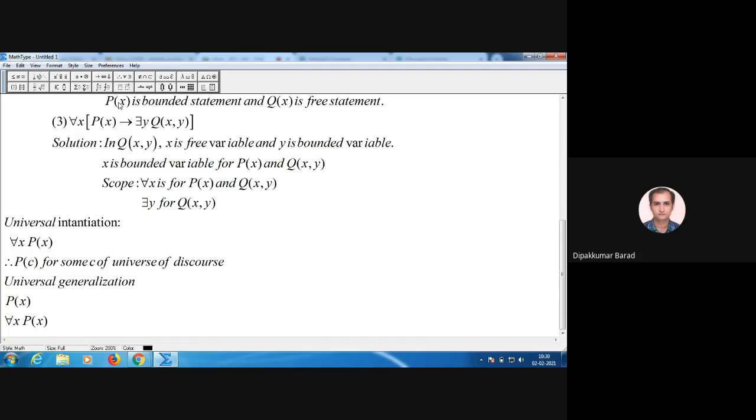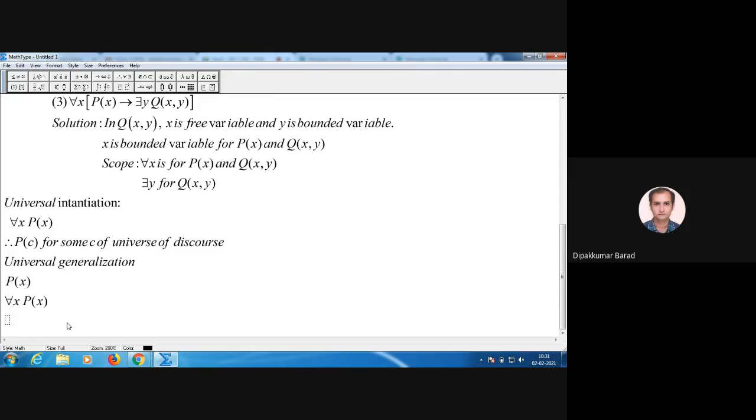okay, so x is not a free variable in any given premises, so which is universal generalization. Okay, which is true not for some c in particular, but here for all x, which is true for all x, then we call it universal generalization. So you have some statement P of x, and for all x, P of x is true, then we call it universal generalization.